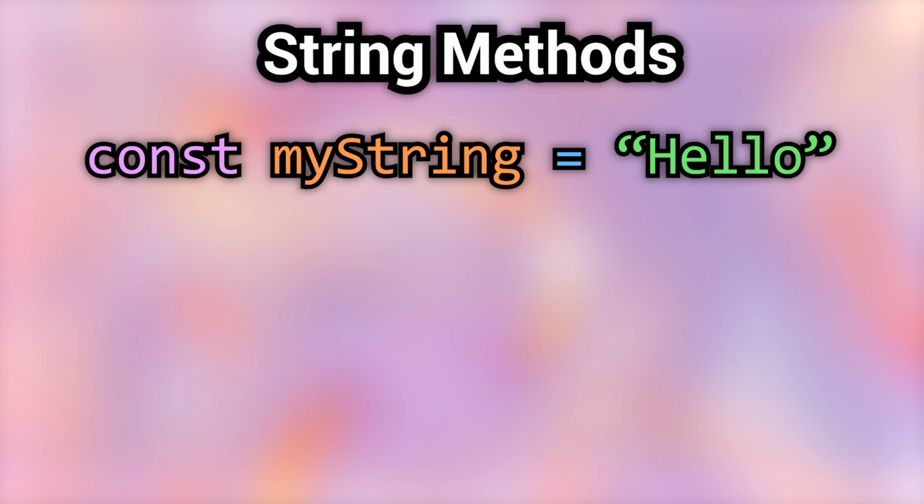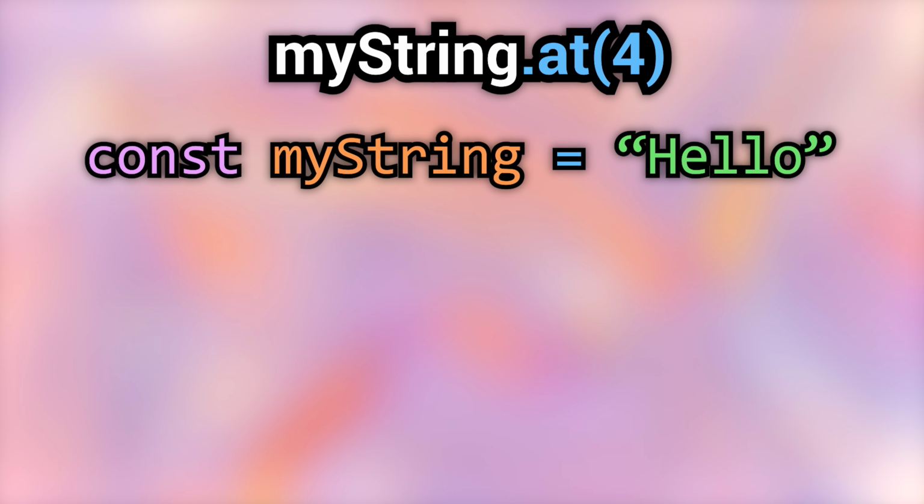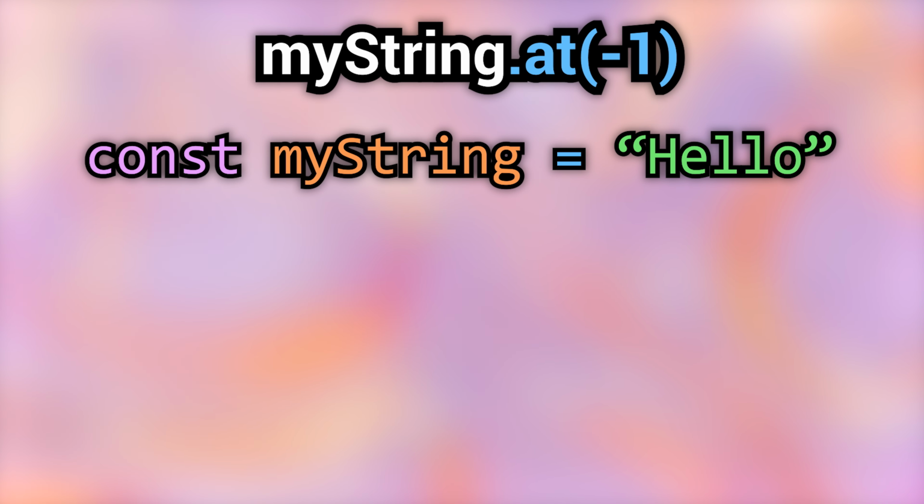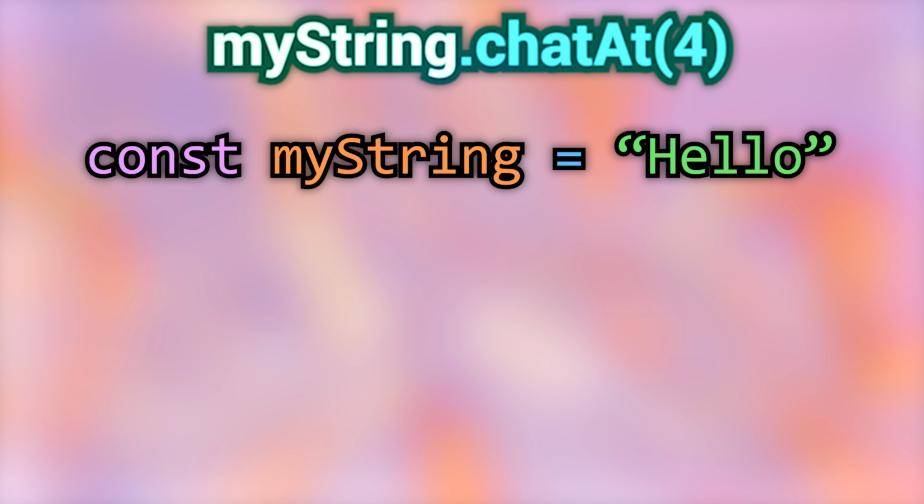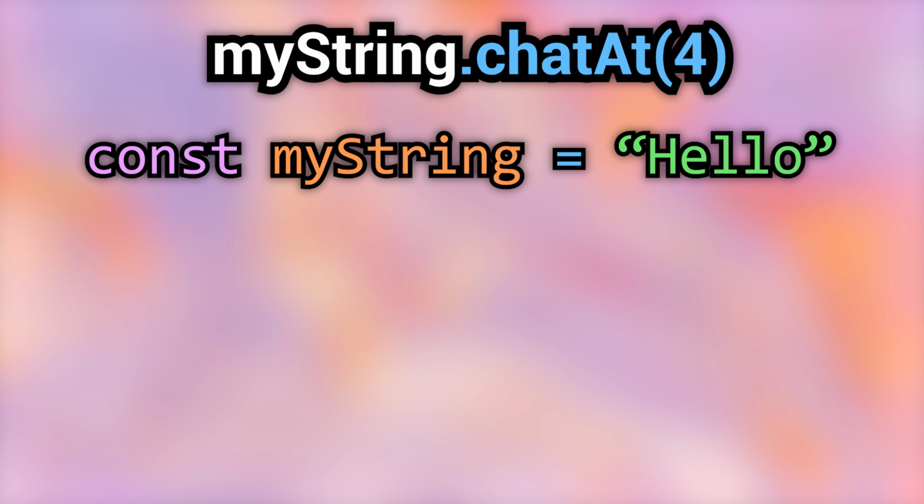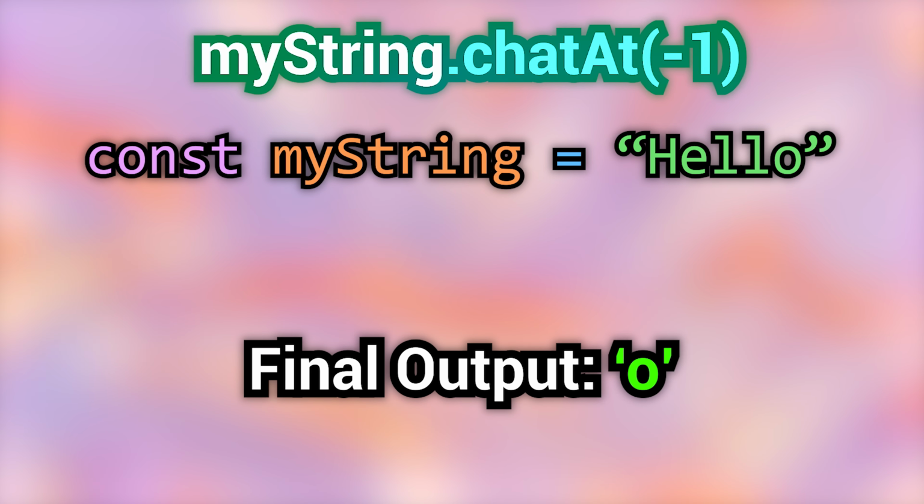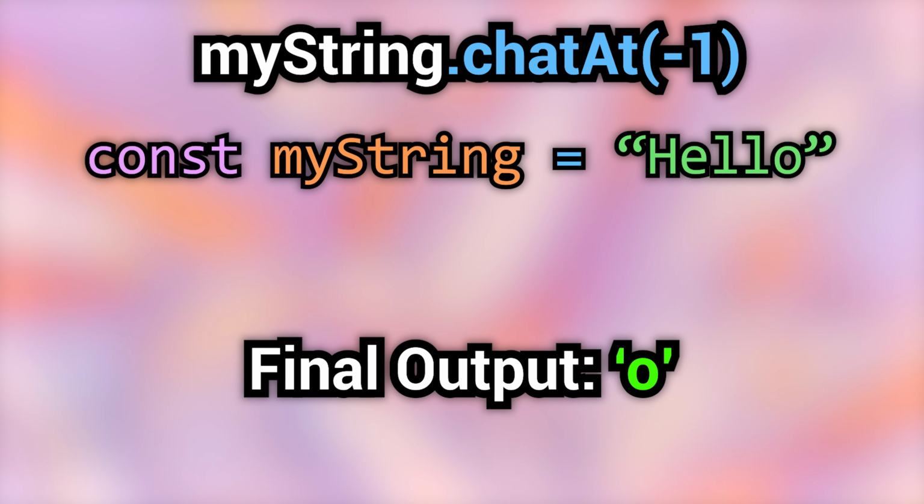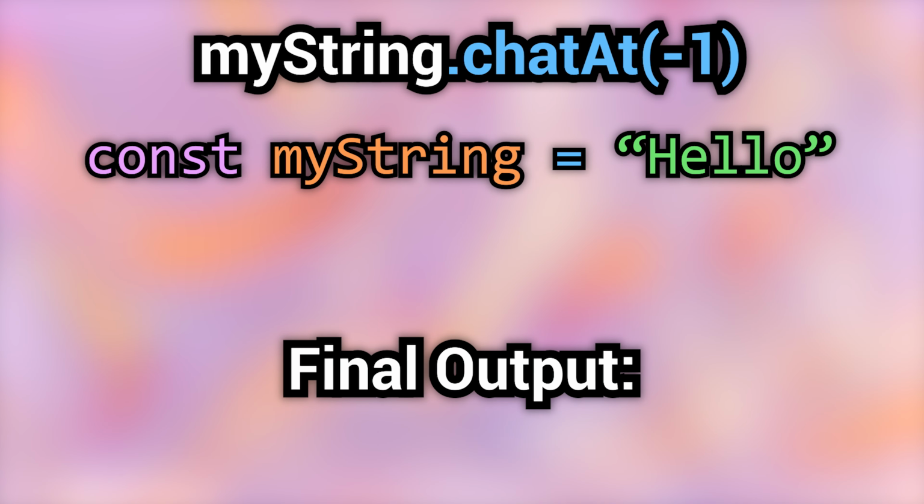So if we have the string hello and we apply .at(4), it will look to the 4th character of the string and print that out. Similarly, if we do at(-1), it will simply provide the last character of the string, so it will also be providing us with O. A very similar function we can use is charAt, which will locate the character at the given index. So if we do charAt(4), we will be given O. However, if we attempt to do charAt(-1), we won't be given anything.